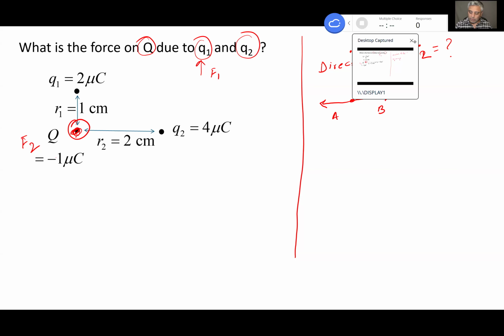So I'm opening the poll and you have again 30 seconds. Remember, force always acts along the line connecting them. So that's why we have only two possible choices here.